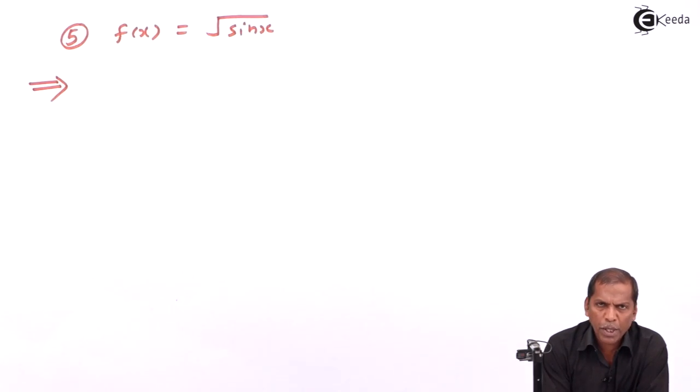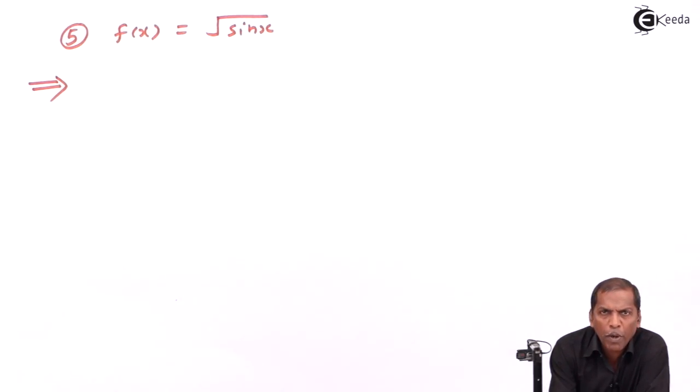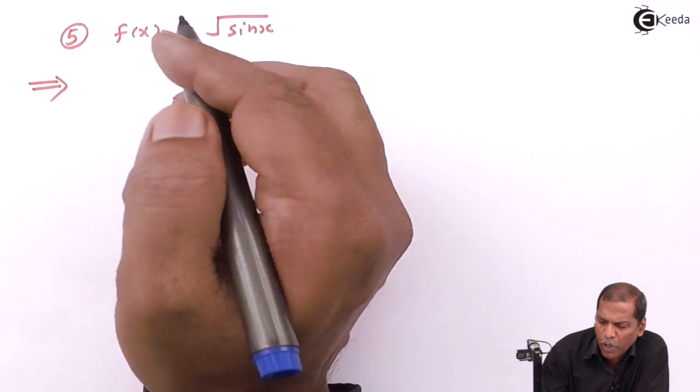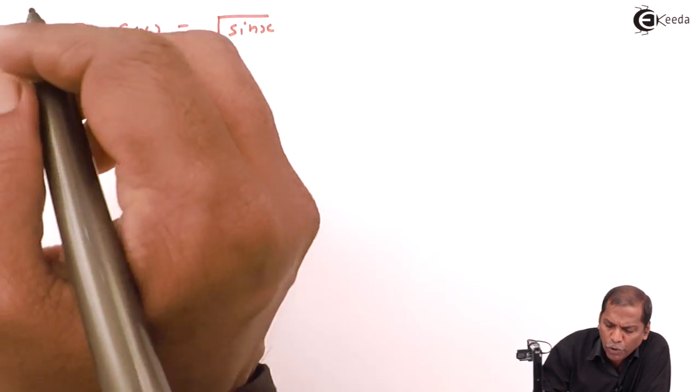Hello friends, now we see problem number 5, which is based on the first principle of derivative of chapter differentiation. The problem is f(x) is equal to square root of sin x. Now let's see the solution.